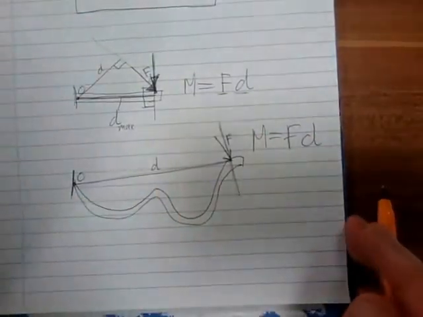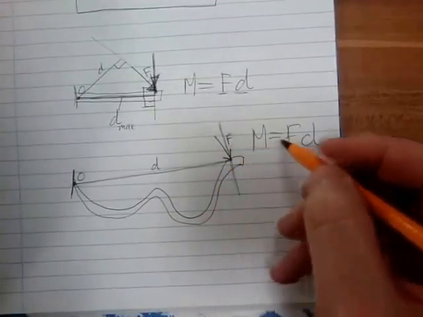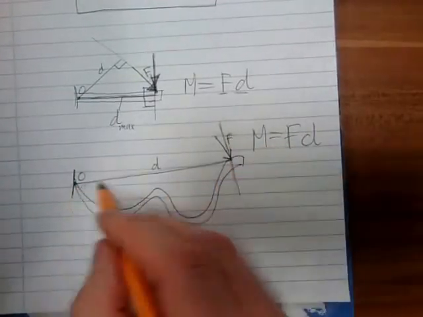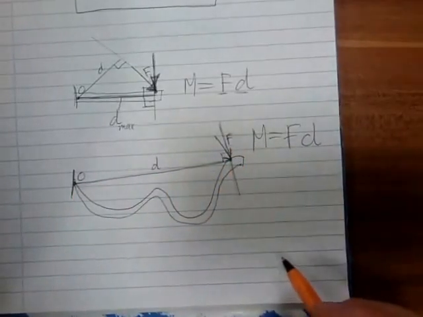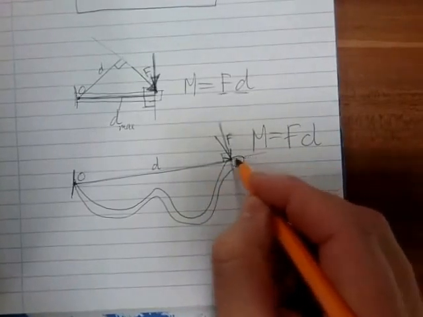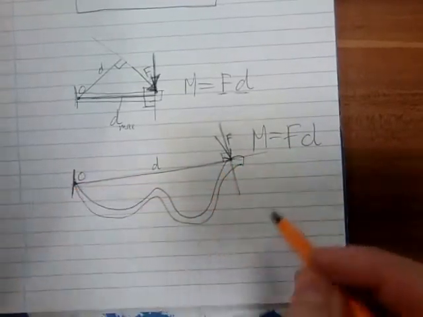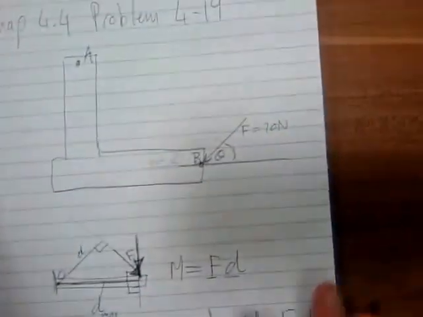What about a minimum? Well, for a maximum, the force needs to be perpendicular to this line. For a minimum, we know that the force needs to be directed along this line so that my D becomes 0. So let's come back to this problem here.